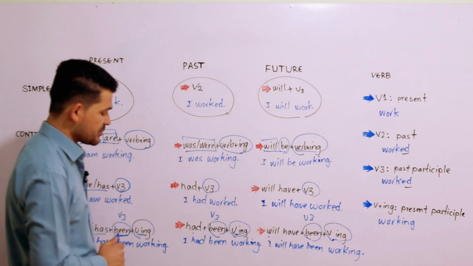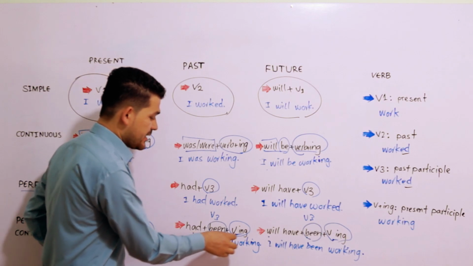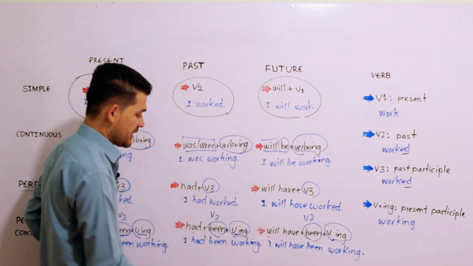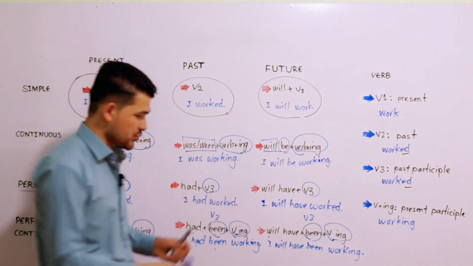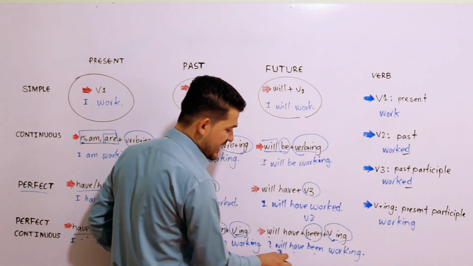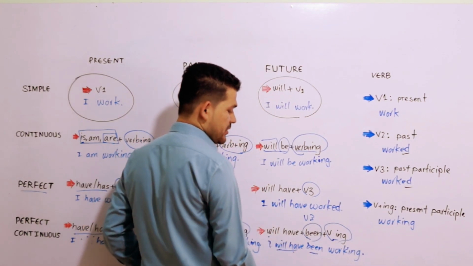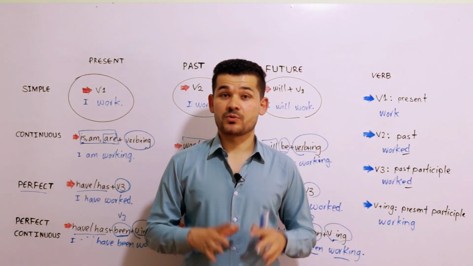Now, what is the past perfect progressive? That is had been working. I had been working. She had been working. What about the future? We have I will have been working. So what is will have? That is future. What is has been? Perfect. Working, ing. And that was an introduction to the tenses.